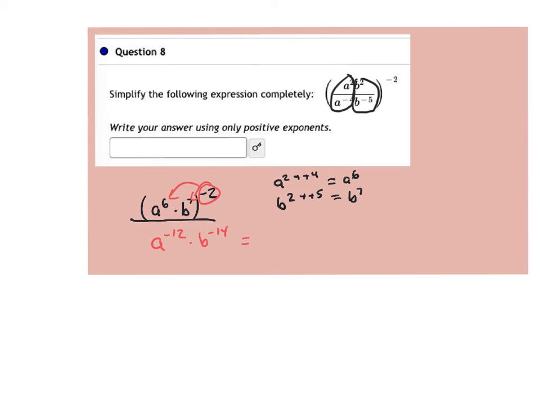Now, we don't want to have any negative exponents, so what we need to do is make them both over 1. So 1 over a to the 12th, b to the 14th. Will be your final answer.